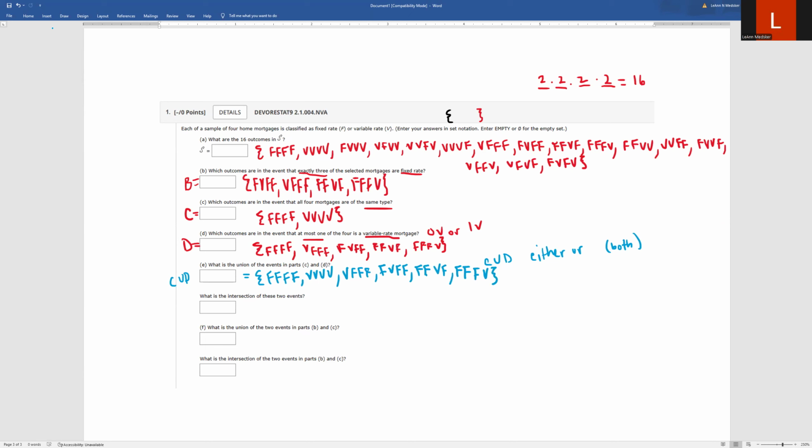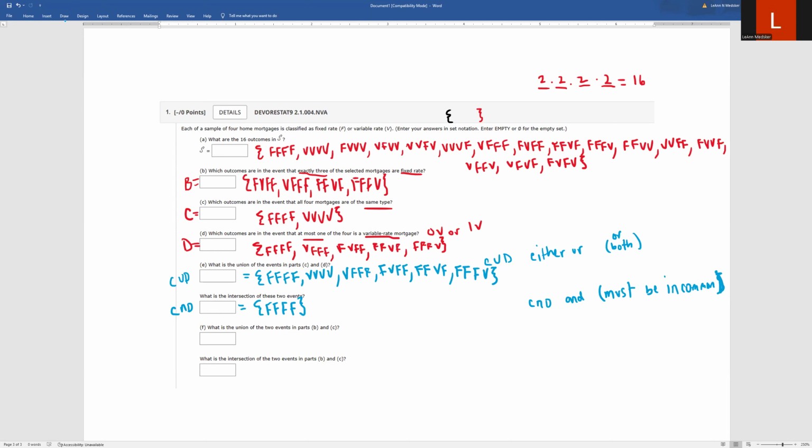Now, an intersection of those two events, intersection means and, which means they must be in common. I should put an or here. So it has to be something they have in common, and that's it. It can't be something in one or the other. It has to be in both. So the only thing in that would be the 4 F's. That would be the only thing those two subsets had exactly in common.